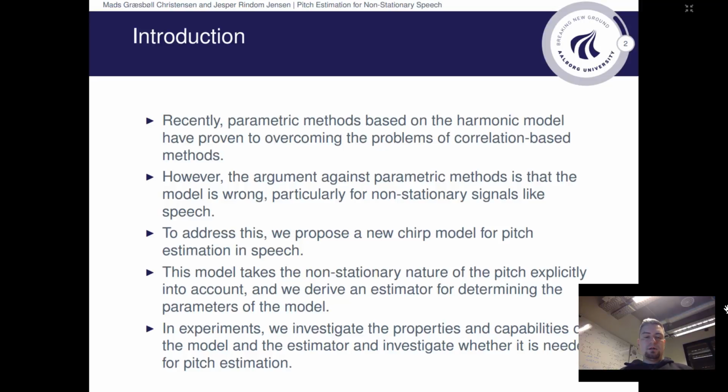And so in this paper, we propose a model called the chirp model and use it for pitch estimation in speech. And it takes the non-stationary nature of the pitch explicitly into account in the model, and then we use it as a basis for deriving an estimator for determining the parameters. And then in some experiments, we will investigate the properties and capabilities of the model and the estimator. And one thing we particularly are interested in is figuring out whether we actually need this kind of more complicated model for pitch estimation purposes.